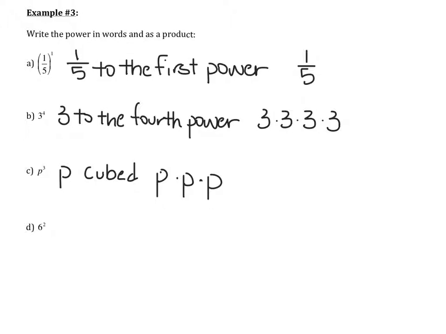Moving on to part D, we have 6 to the 2nd power. Another way to write that would be 6 squared. So just like with something that's raised to the 3rd power, we more commonly say that as cubed. When something's raised to the 2nd power, we more commonly say that as squared. So as a product, 6 squared would be 6 times 6, so 6 twice.